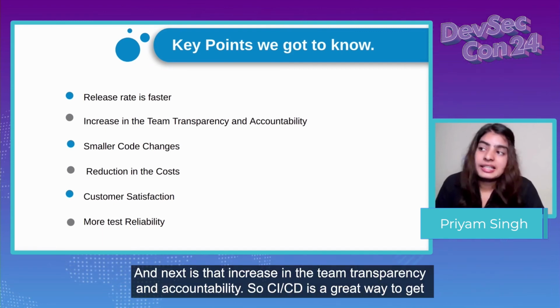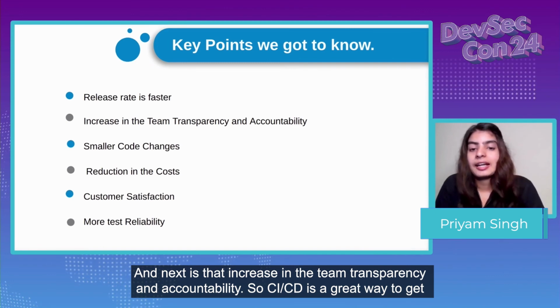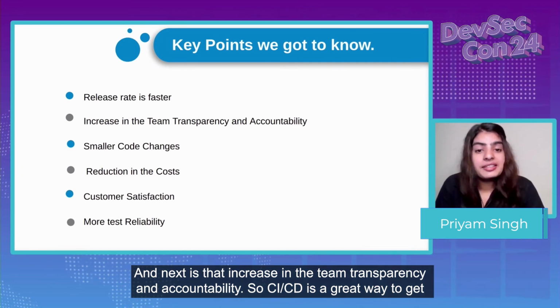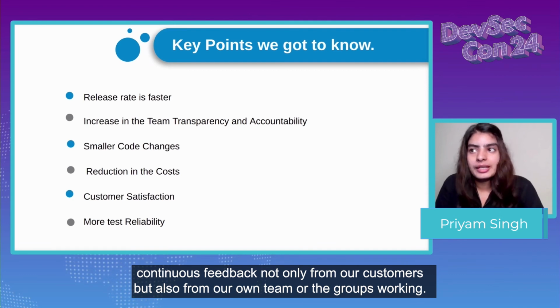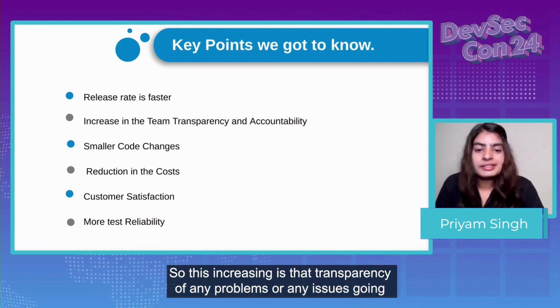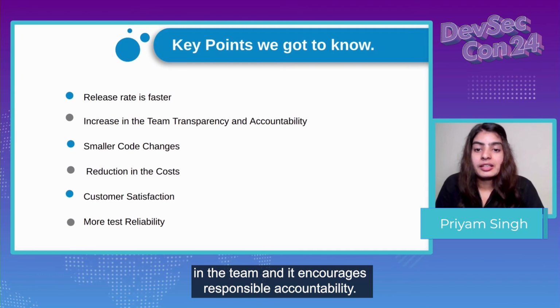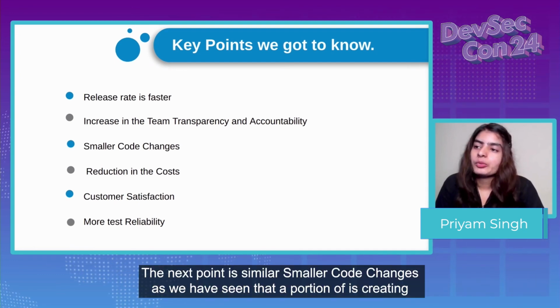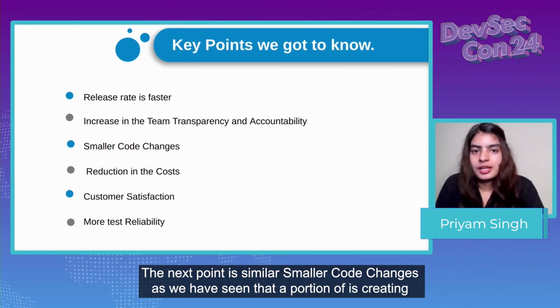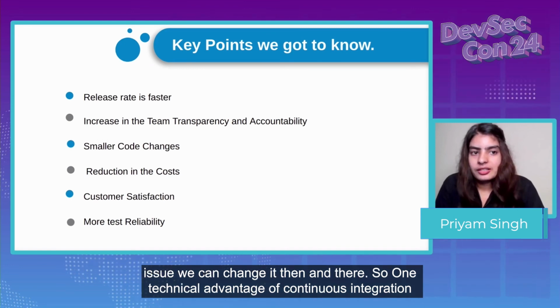Next is the increase in team transparency and accountability. CI/CD is a great way to get continuous feedback, not only from our customers, but also from our own team or the groups working. This increases the transparency of any problems or issues in the team, and it encourages responsible accountability. The next point is smaller code changes. As we have seen that a portion is creating an issue, we can change it then and there.